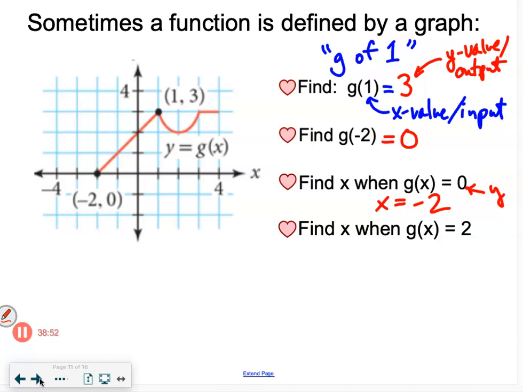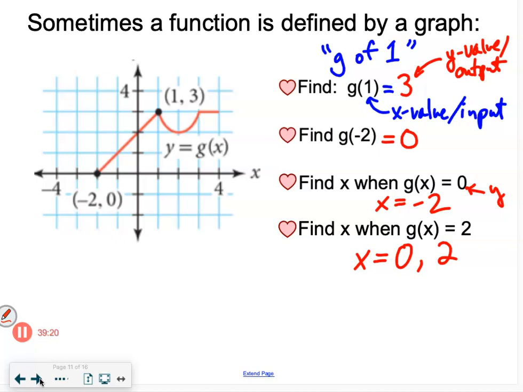0 and 2. All right. What did we find? 0 and 2. Can there be more than one x value with the same y value? Yes. What there can't be is more than one y value with the same x value.